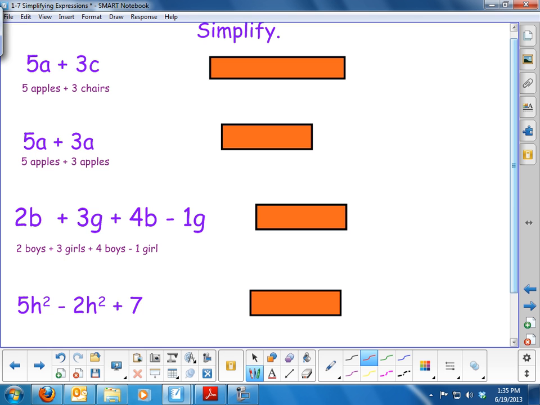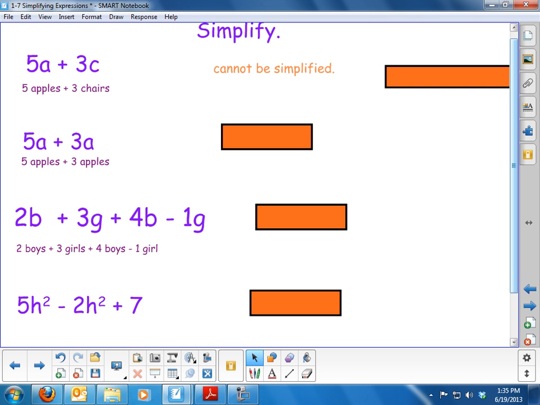Now we are going to simplify these like terms that we just learned about. So 5a and 3c, are those like terms? You should know this. No, they are not, because they don't have the same variable. If you think of a as representing apples and c representing chairs, can you add 5 apples and 3 chairs together and then magically tell me how many of them there were? Can I combine an apple with a chair? No, because they're different things. So 5a plus 3c cannot be simplified. It's simply 5a plus 3c.